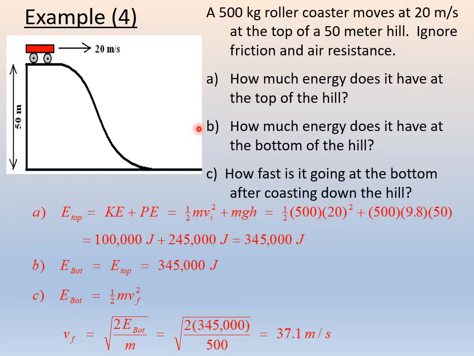Now part B says, how much energy does the roller coaster have at the bottom of the hill? So the roller coaster is going to accelerate down this hill and get to the bottom. The question is, how much energy does it have down here? Well, don't overthink this. We can use the conservation of energy principle and say that the energy at the bottom is equal to the energy at the top. So our answer, we already found that. It's 345,000 joules. The last part: how fast is the roller coaster going at the bottom after coasting down the hill?